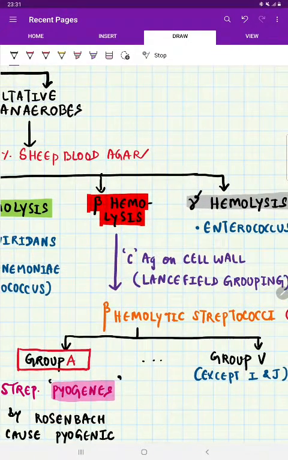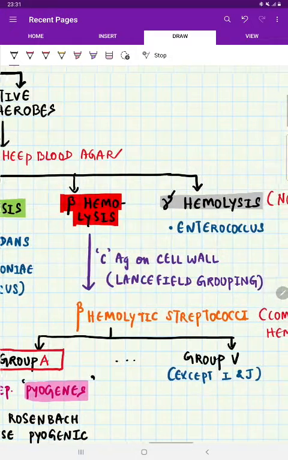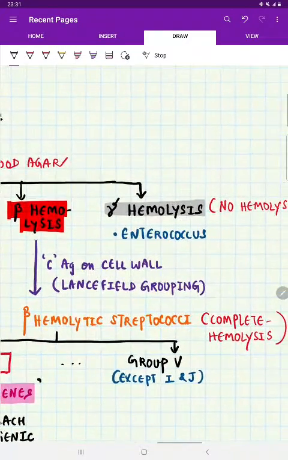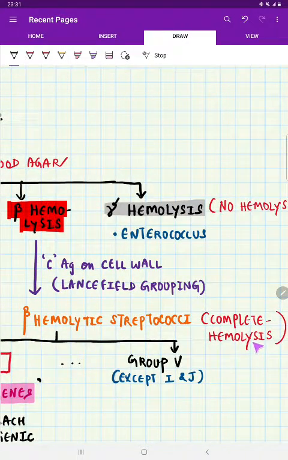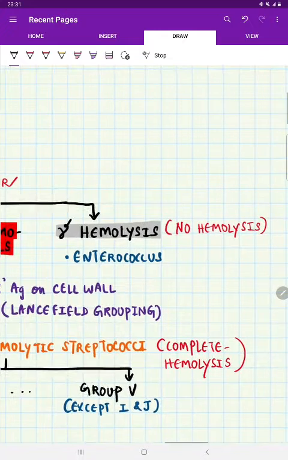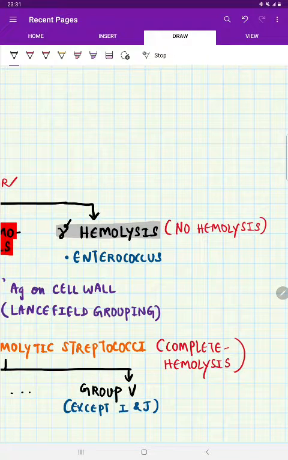Coming to beta hemolysis. Beta hemolysis is caused by many bacteria, so they are collectively called beta hemolytic streptococci. What do they do? They do complete hemolysis. These beta hemolytic streptococci are classified based on the carbohydrate antigen in the cell wall. That is called Lancefield grouping. Before we go to Lancefield grouping, let us complete gamma hemolysis. Gamma hemolysis means no hemolysis. A classical example is Enterococcus.